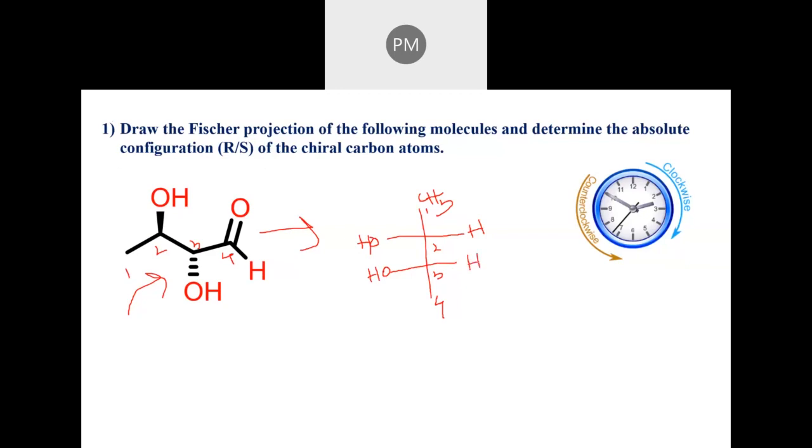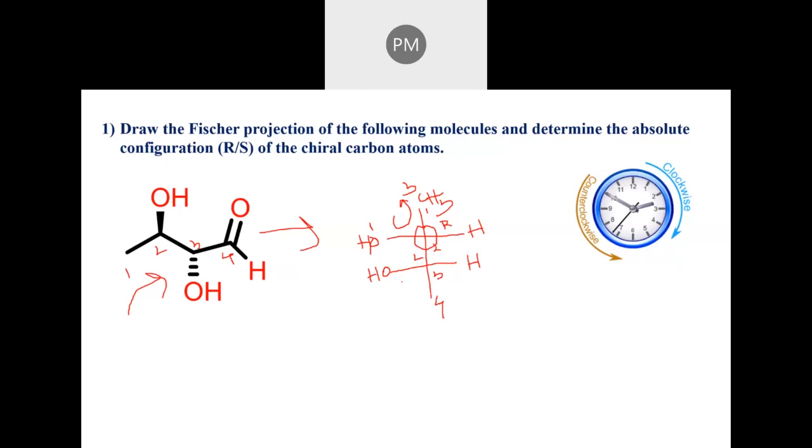Now we have to find out whether this configuration is R or S. First we look at this chiral center. In this chiral center, the OH will be our first priority, this C–C bond will be our second priority, and this methyl is our third priority. If we rotate this molecule 1, 2, 3, this rotation is counterclockwise, and our fourth priority is in the horizontal. So this will be our configuration.